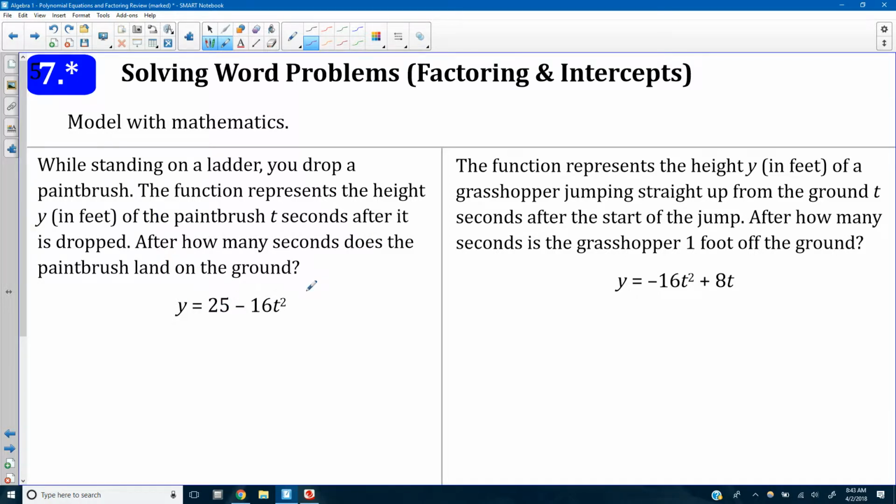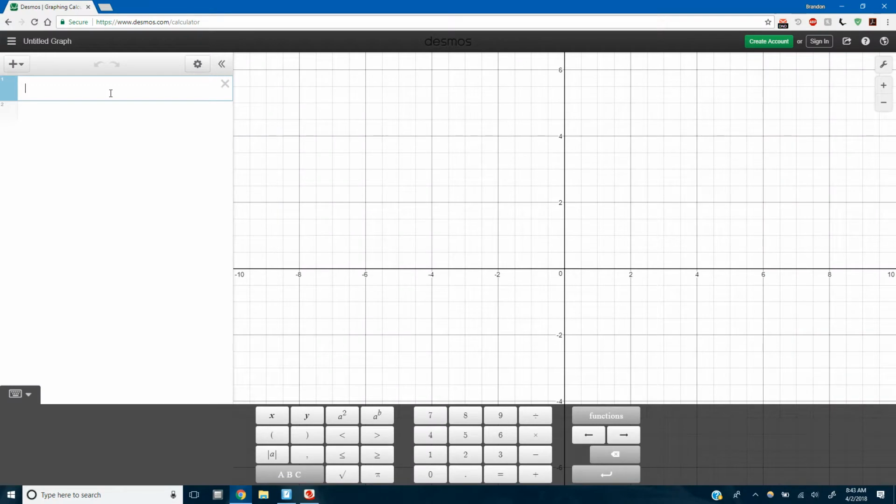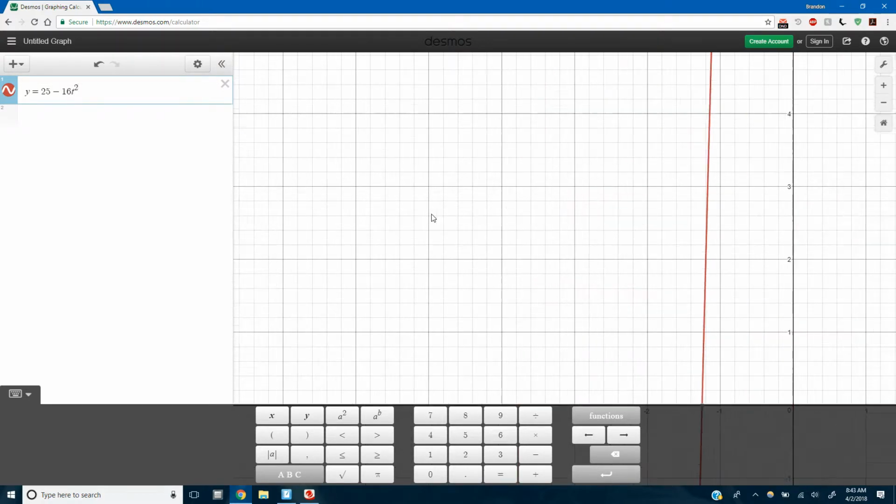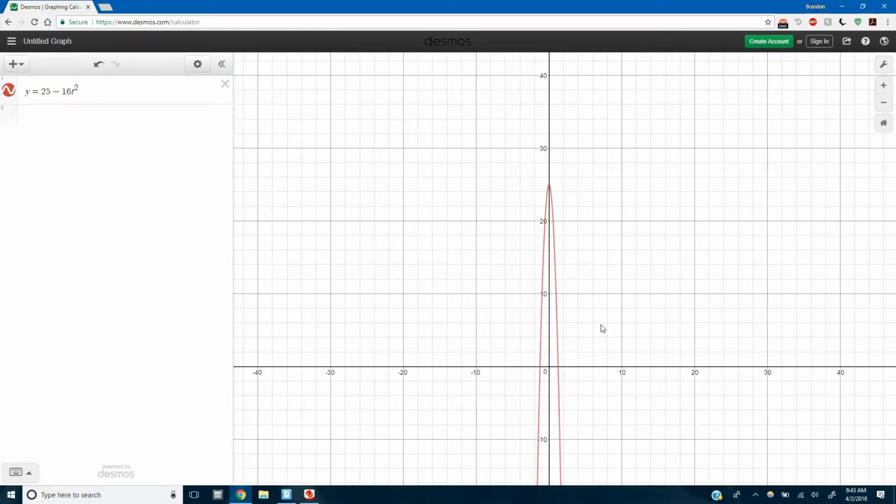And here's your model. Okay, what I'm going to do is just show you visually. I'm going to go to Desmos here. I'm going to write y equals 25 minus 16 t squared. And it's going to give you this model, this parabola here. So this is your model that they're looking at.